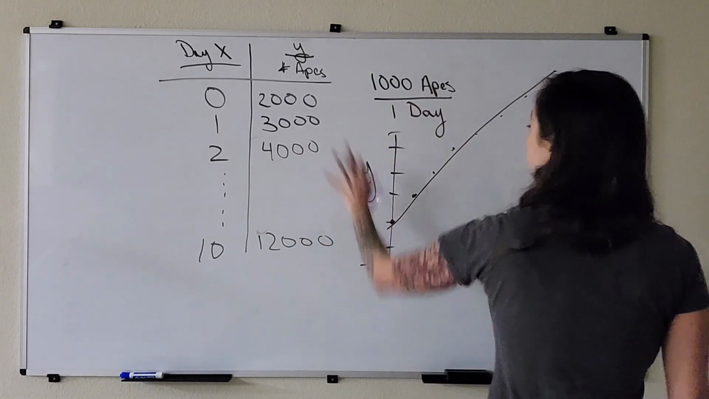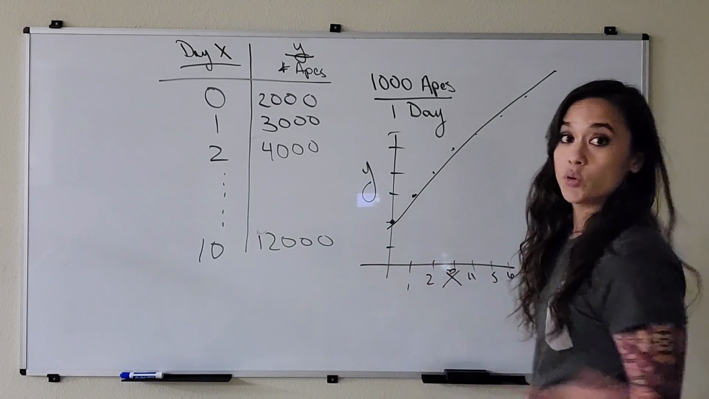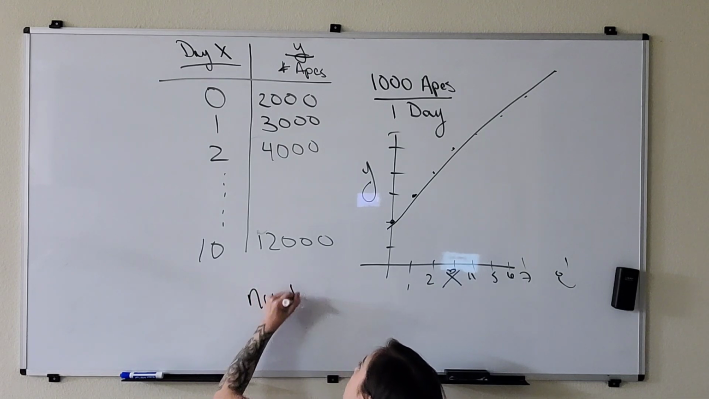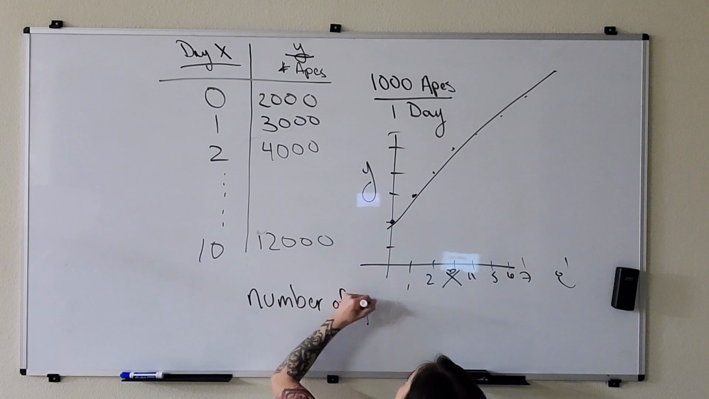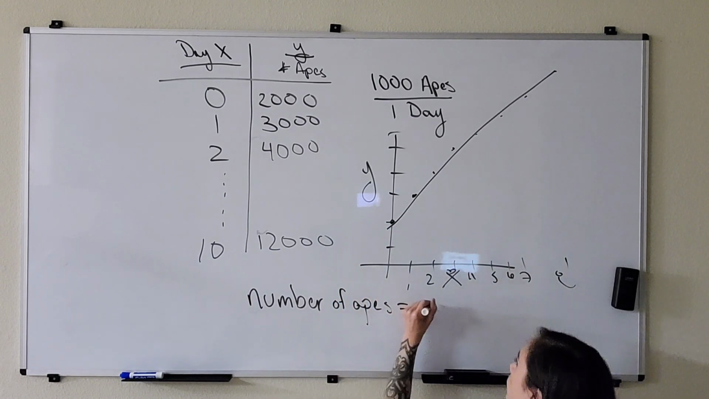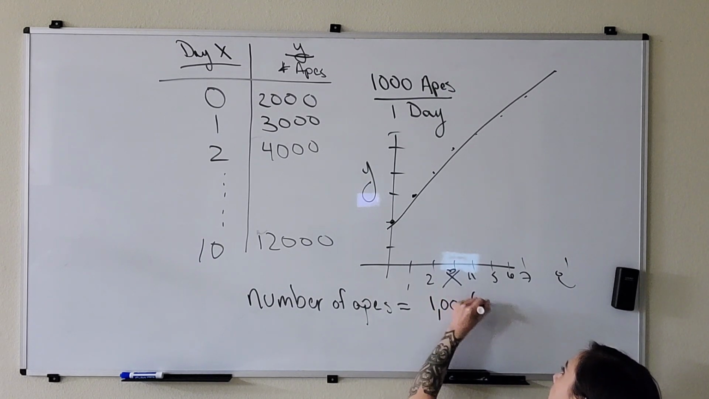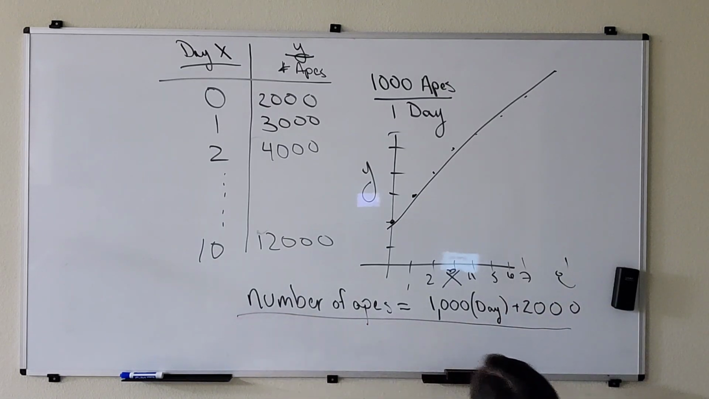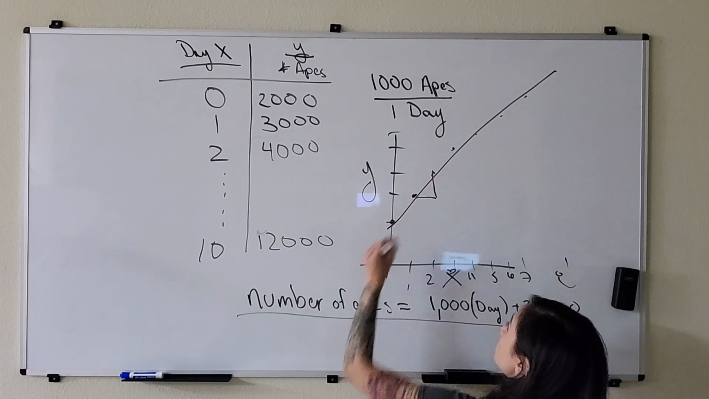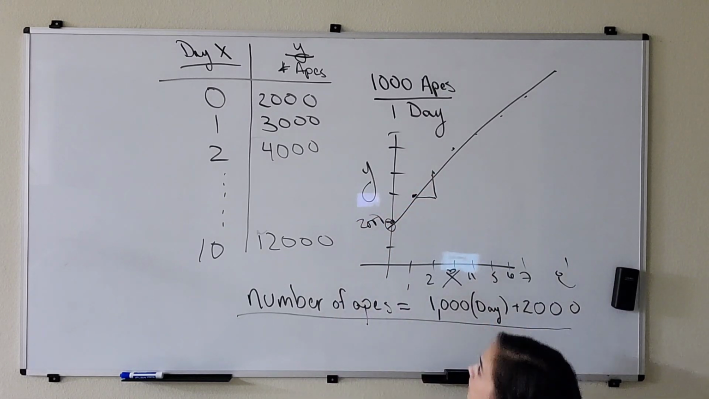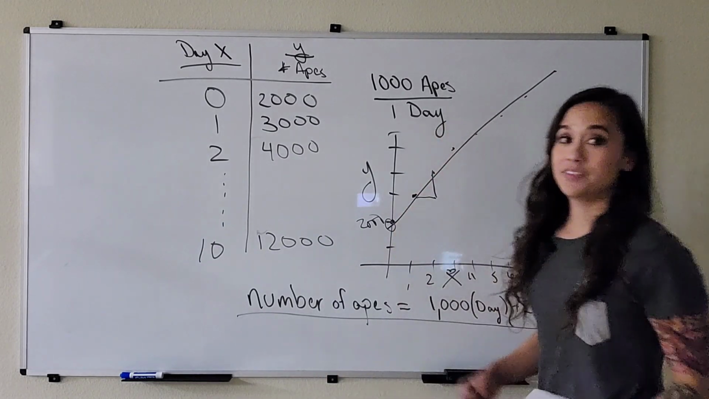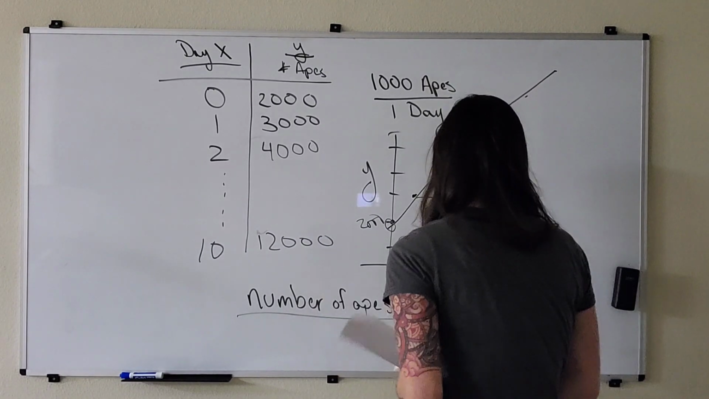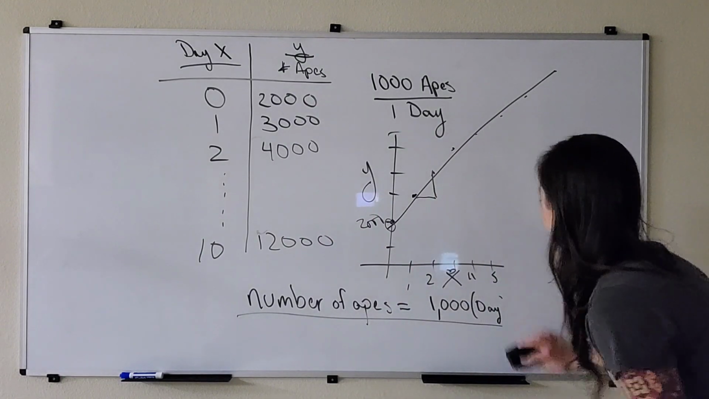With all this information, this effectively gives us the overall equation: the number of apes is equal to 1,000 times the day plus 2,000. This is our resulting equation because our rate of change is 1,000 apes per 1 day, and our y-intercept is over here at 2,000. Everything's pretty solid. It's a very lovely, perfect world linear regression line. But the world isn't like that, so that's never going to happen, because we don't live in a perfect math example.